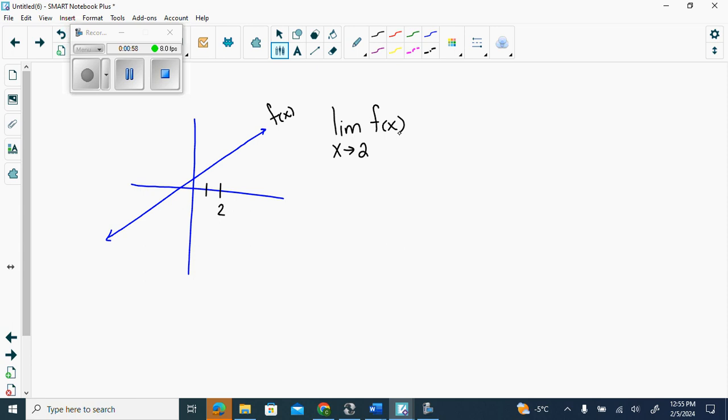Okay? So this is a line, obviously. From the left, as I approach 2, what am I approaching? Let's say 3. Okay? So as I approach 2 from the left, I'm approaching 3 on the y. As I approach 2 from the right, I'm approaching 3 on the y, am I not? So from the left and the right, I'm approaching 3. So the limit would be 3. And you're like, yeah, cool. f of 2 is 3 as well. Awesome.